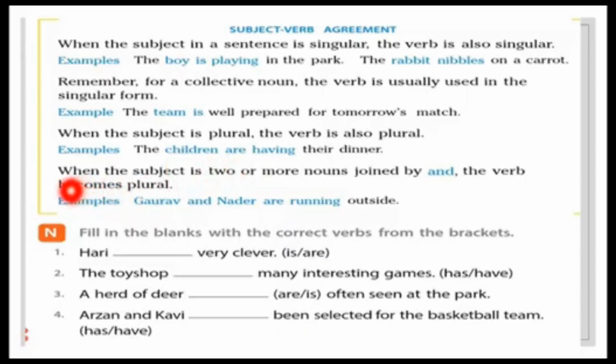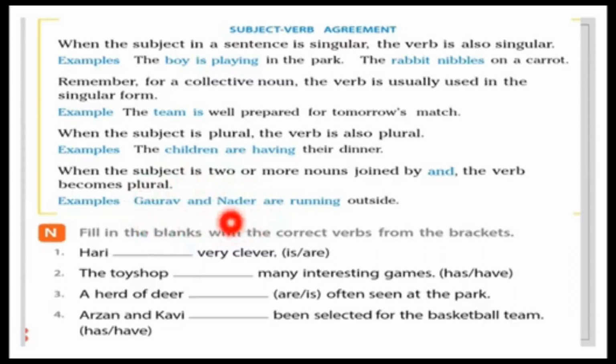Let's see the last rule in this topic. When the subject is two or more nouns joined by the word and, the verb becomes plural. For example, Gaurav and Nadir are running outside. Here, what is the subject? Gaurav and Nadir. So, dear children, Gaurav and Nadir are two different people, right? It is the name of two different people. They are not the same one. Gaurav is different and Nadir is different.